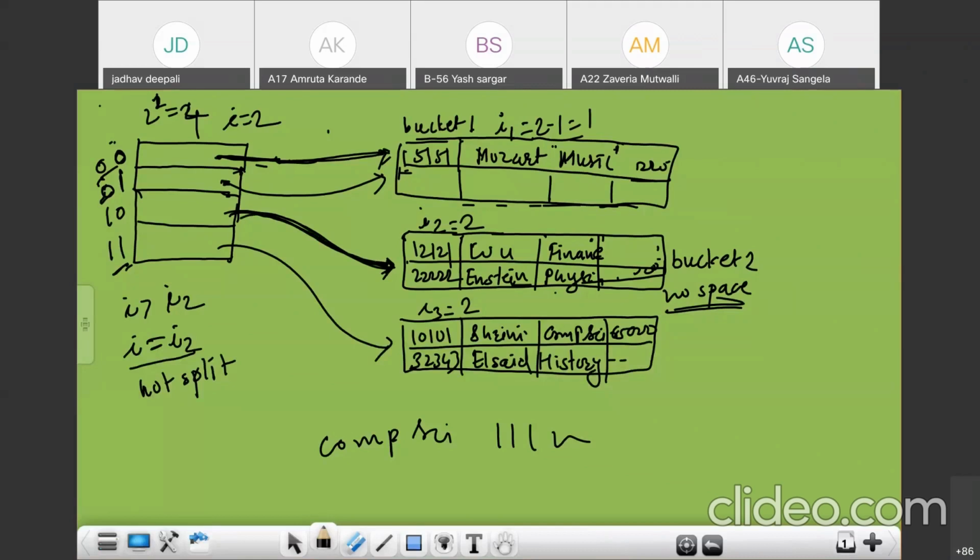No, there is no space to insert, and that's why we need to split it. Can we split it here? To split the record, we need to check the values of I and I2. Now I is equal to I2, so we cannot split the bucket. So what do we need to do?